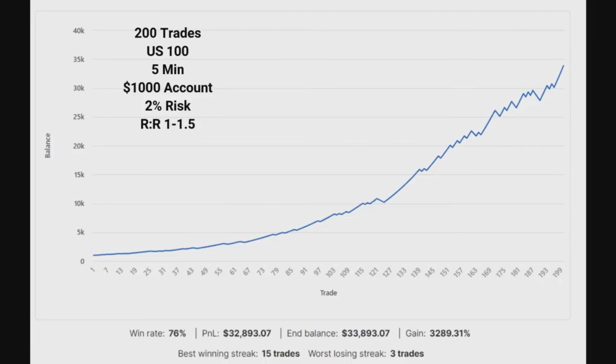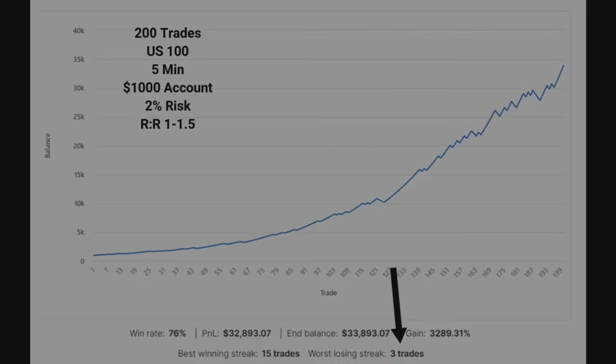The $1,000 account finalized to a massive 3,289% gain, leaving us with a profit of $32,893. Our win rate was 76%, which is amazing, considering that the test was done on the 5-minute time frame. Our best winning streak was a huge 15, our worst streak was 3.